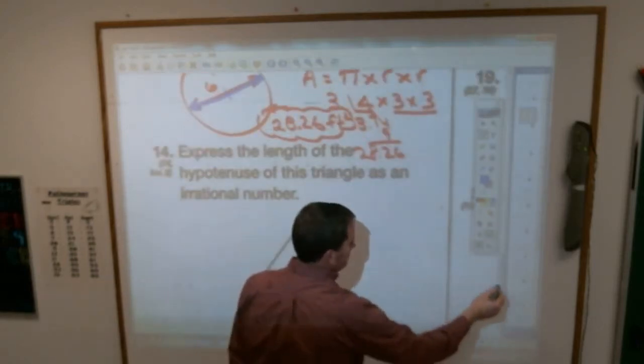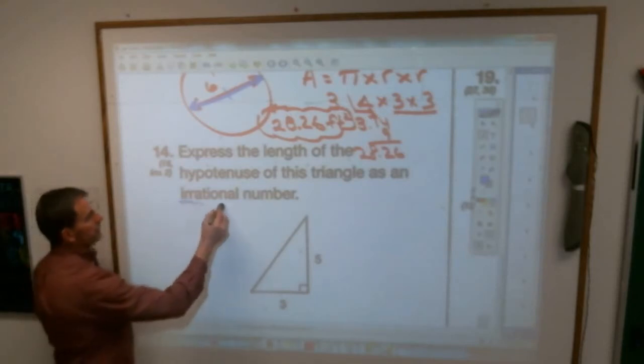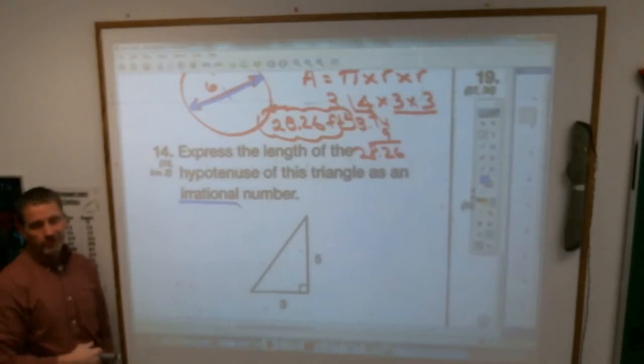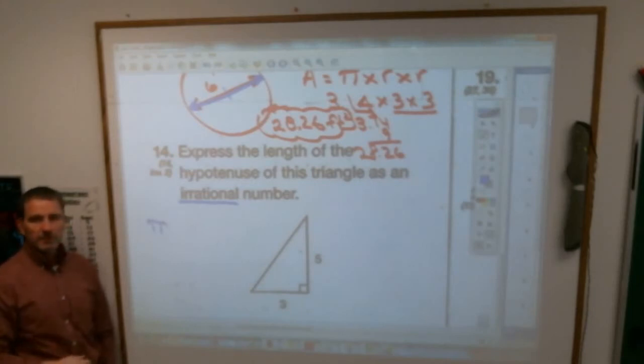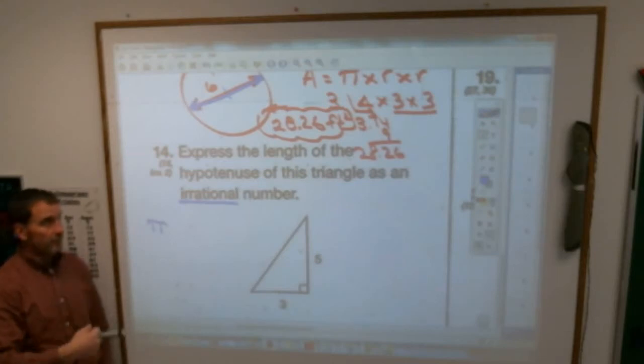Express as an irrational number. Problem number 14, in case that gave you fits. Remember irrational numbers, there's really only two different types you know. One of them is pi, that's irrational because it never ends. The other thing is a square root that doesn't work out. Square root of 3, square root of 5, square root of 7, square root of 11, square root of 13, those don't have perfect answers.